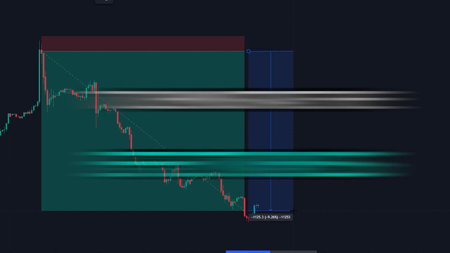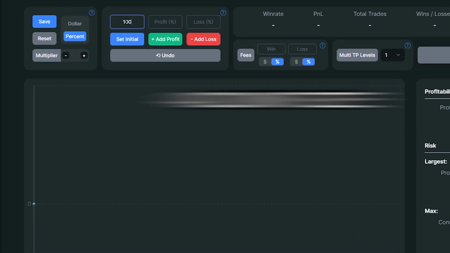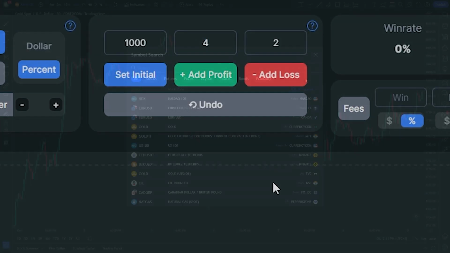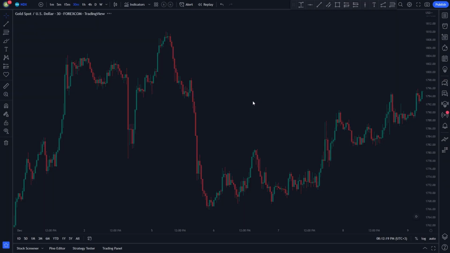To demonstrate the effectiveness of this strategy, I will back test it 100 times with an initial account size of $1,000 with a 2 to 4 risk to reward ratio. For the back testing, I will be using the price of Nasdaq on the 15-minute time frame chart.